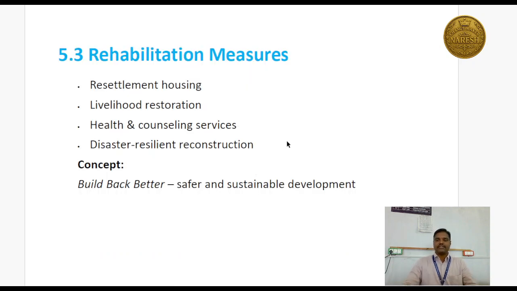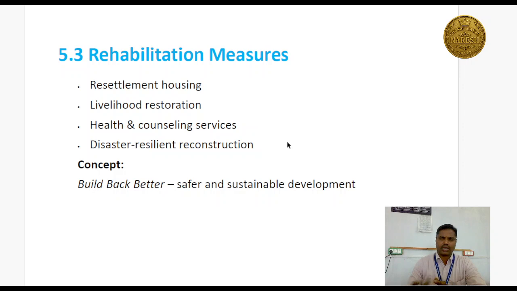And for rehabilitation measures, we need to see resettlement housing. How much damage has happened, and we need to work out what resettlement of housing should be done. Livelihood restoration: what work the people were doing, and what things have to be taken care of for them. And health and counseling services also you should see.